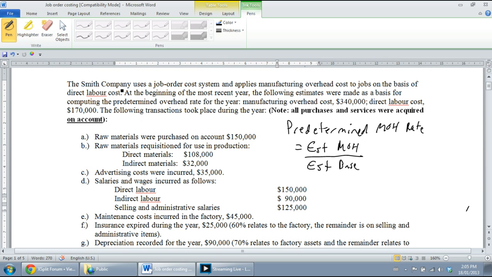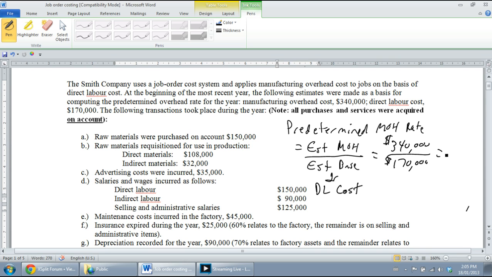And it says, Smith Company uses a job order cost system and applies overhead to the cost of jobs on the basis of direct labor cost. Okay, so our base is going to be direct labor cost, and I'm going to keep that in the back of my mind. At the beginning of the most recent year, the following estimates were made as a basis for computing the predetermined overhead rate for the year. Manufacturing overhead cost, $340,000. Direct labor cost, well, we said that was our base. Direct labor cost is $170,000.